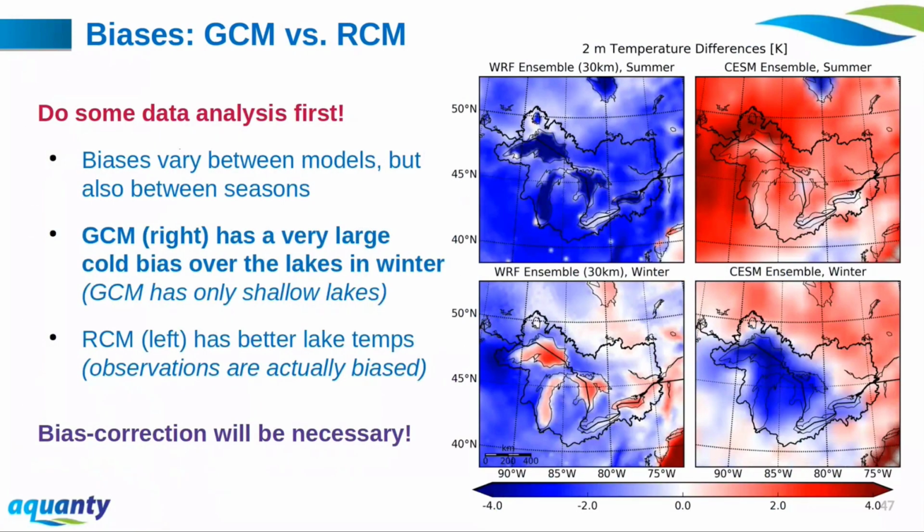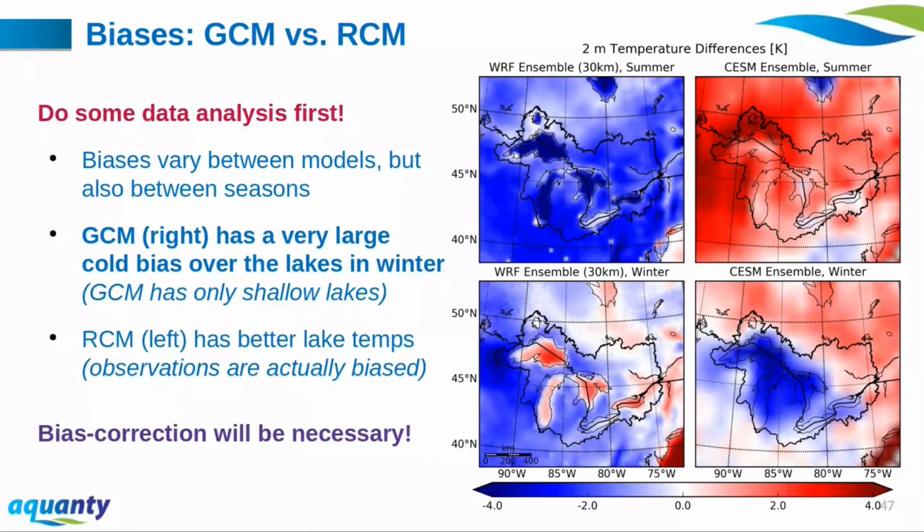Now, before you start doing hydrological analysis or hydrological modeling, you need to do some data analysis first and get a sense for how the models are behaving. And this is now for the historical period, we've looked at temperature biases. So these are deviations from the observed temperature. In the top row is summer and in the bottom row is winter.